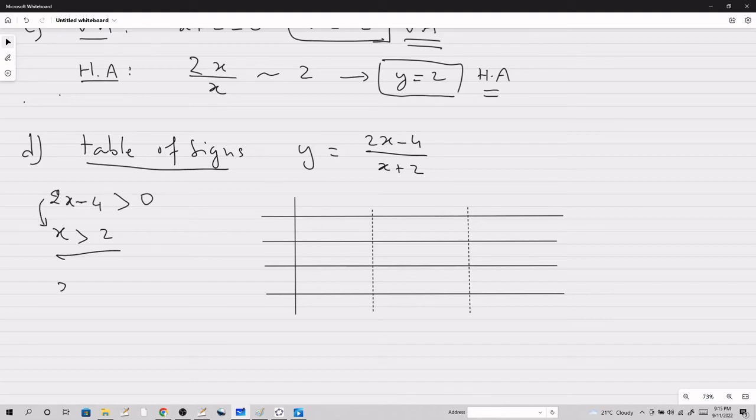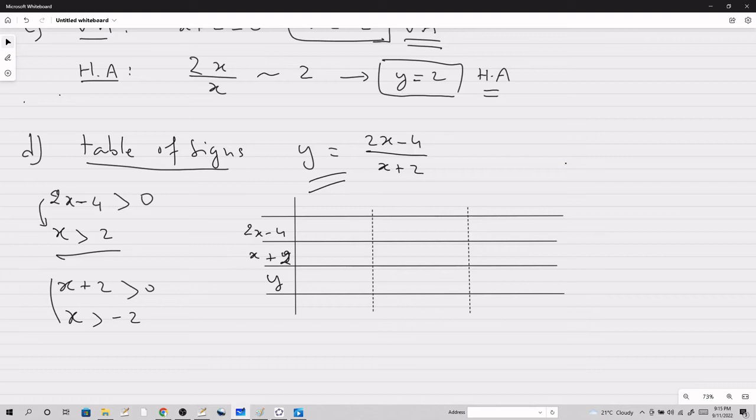Now let's go to the denominator. x plus 2 is positive, and when I solve, that gives me x bigger than negative 2. Now here on the table of sign, what do we put? We put first the numerator, and then the denominator, and then y, the function, which is the ratio.